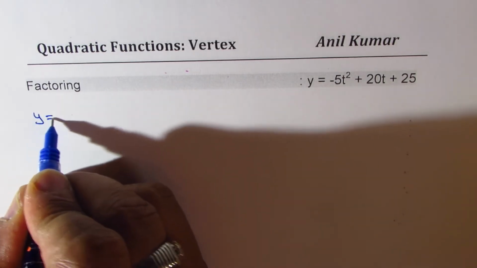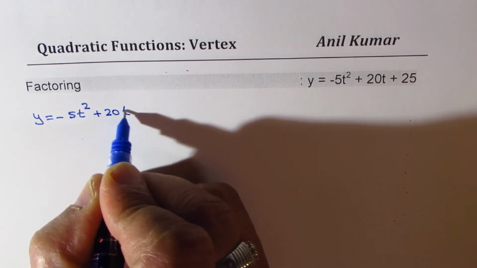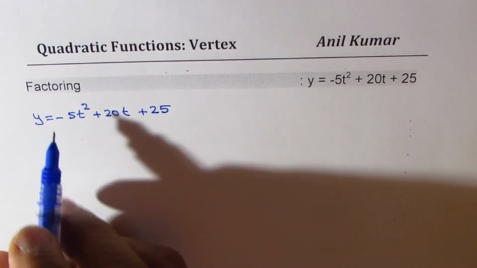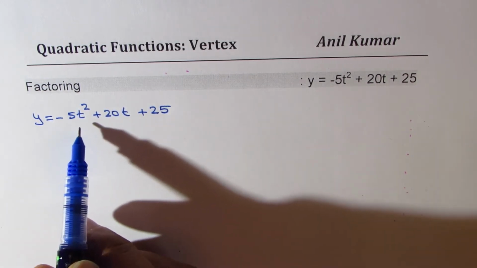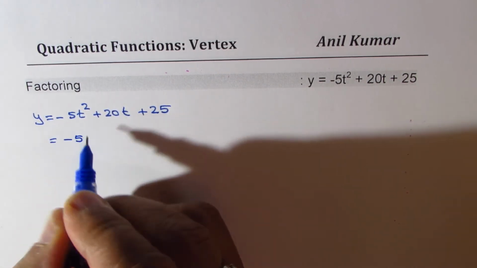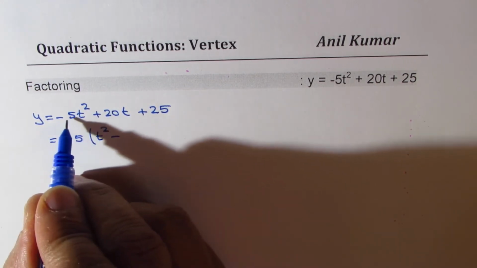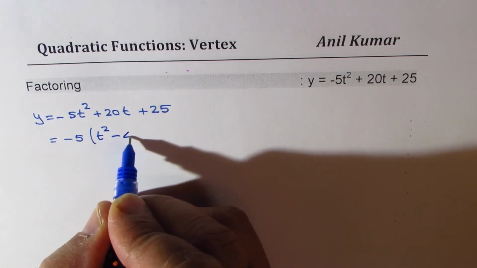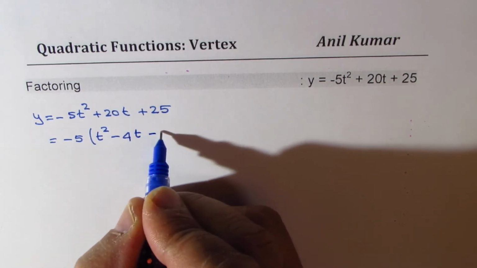We are given the equation y equals minus 5t squared plus 20t plus 25. Now these types of equations you must have seen while solving problems of distance and height when a ball is thrown under the acceleration of gravity, right? So let's factor minus 5. We get t squared, plus becomes minus, when you factor this, dividing 20 by minus 5 gives you 4. So 4t, and here we get minus 5.